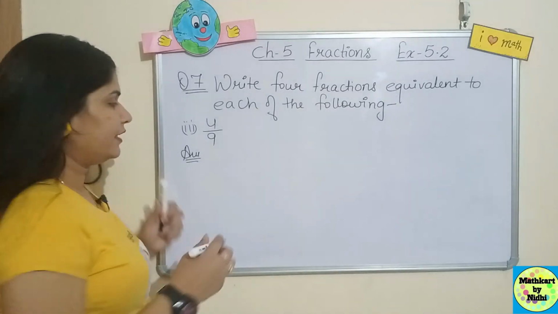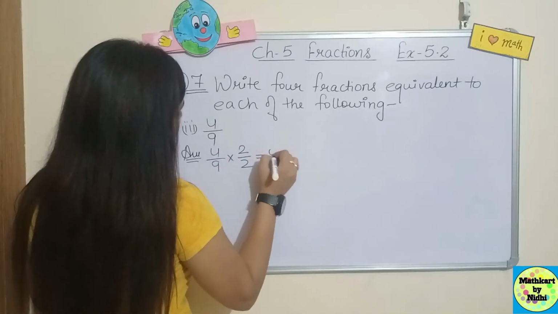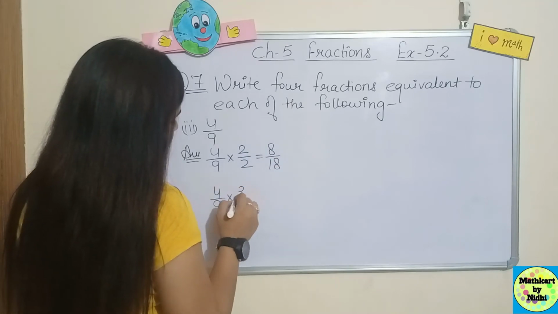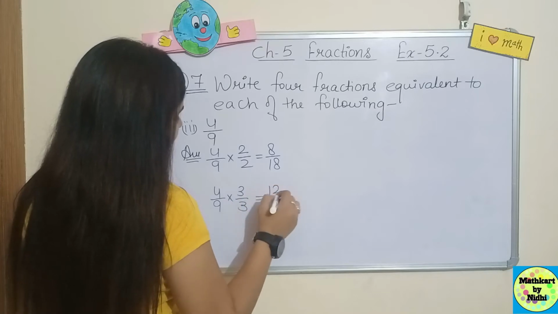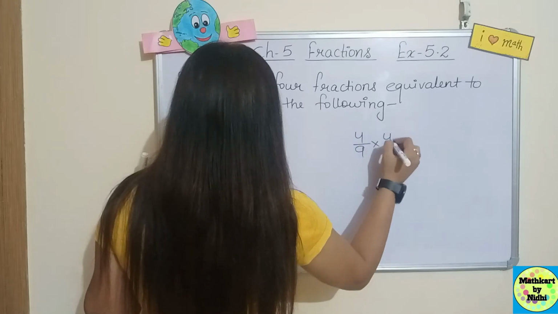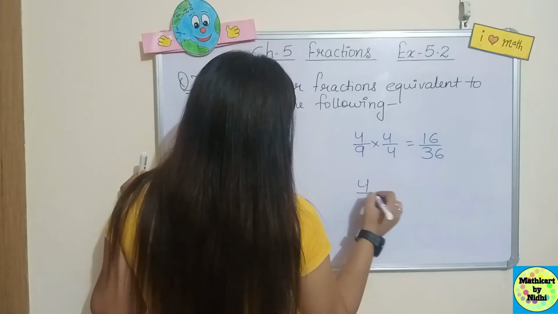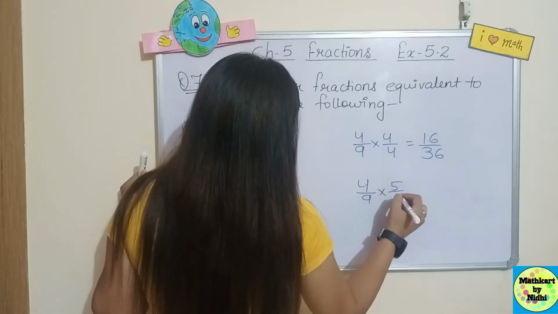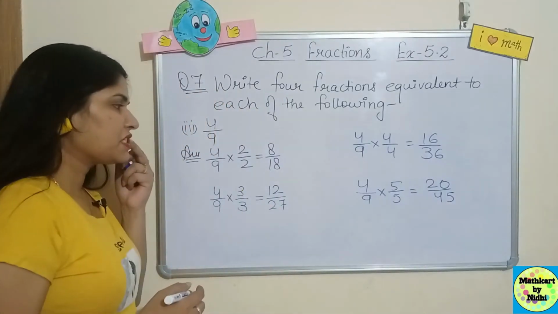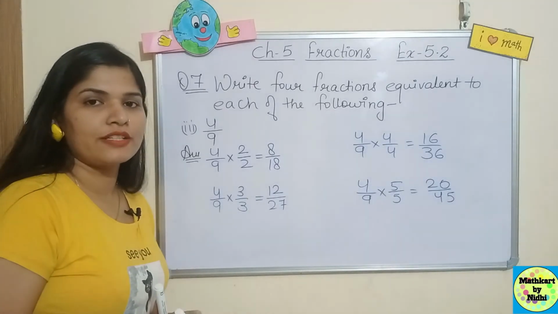Third part is 4 upon 9. 4 upon 9 multiply by 2 and 2. 4 2s are 8, 9 2s are 18. 4 upon 9 multiply by 3. 4 3s are 12 and 9 3s are 27. 4 upon 9 multiply by 4. 4 4s are 16 and 9 4s are 36. 4 upon 9 multiply by 5. 4 5s are 20 and 9 5s are 45. So the equivalent fractions are 8 upon 18, 12 upon 27, 16 upon 36 and 20 upon 45.